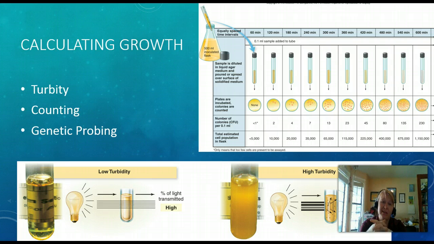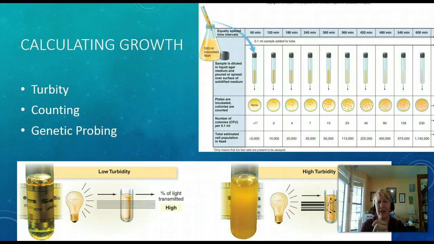We can then count, and this process gets a lot more complicated and takes a lot more time. We can do serial dilutions like you guys have done in lab. We can also do direct counts, and we can also use flow cytometers to do the count. So there's a variety of different ways, but they're all more cumbersome than just the turbidity. But it gives you a much more accurate count. You know pretty much exactly where you're falling.